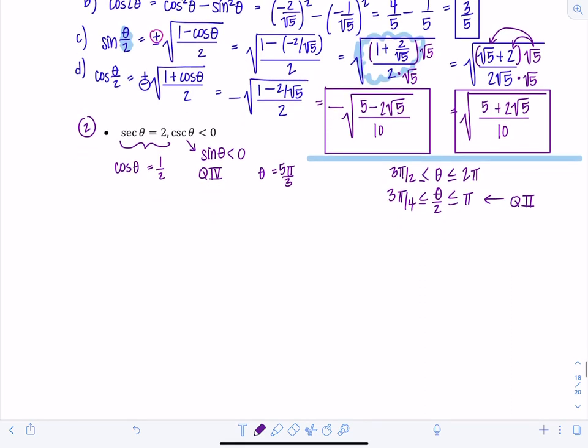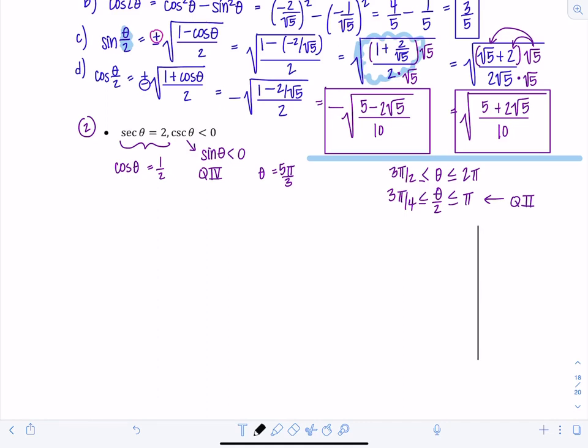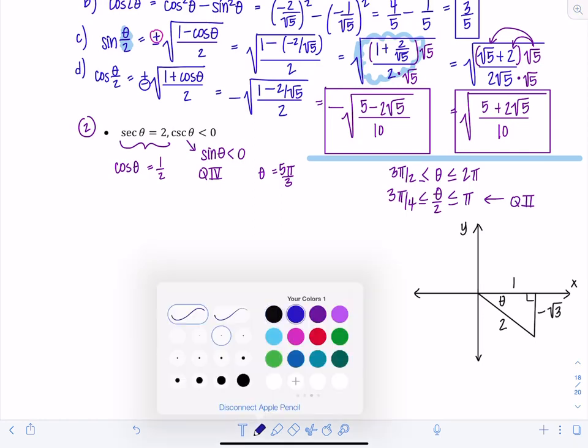Now let's work through the parts of the problem. We can draw a triangle, why not? I guess we don't need to because we know exactly what theta is, but let's not cheat because they gave us a nice angle. So theta is in quadrant 4. Here's x, here's y, and here's theta. Secant is 2, cosine is 1/2. So here's the adjacent side, here's the hypotenuse, and there's the opposite side. Okay. Now let's get to work.